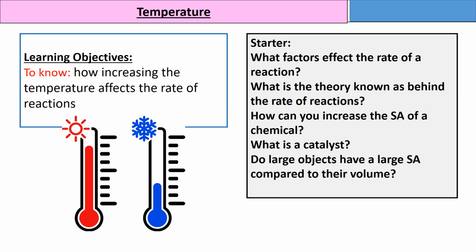So, what factors affect the rate of a reaction? What is the theory known as behind the rate of reactions? How can you increase the surface area of a chemical? What is a catalyst? And do large objects have a large surface area compared to their volume? So what is the ratio on that? So pause the video now and have a go at answering those questions.